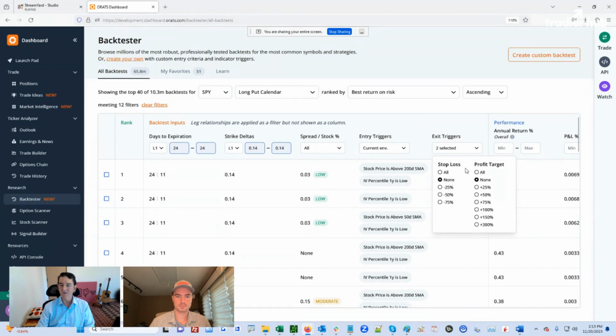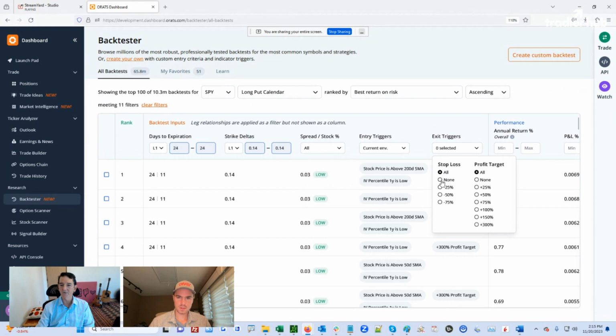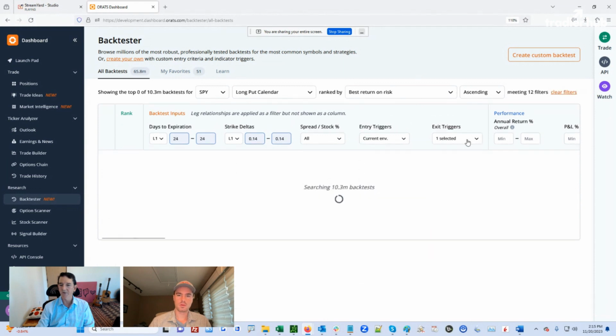So we didn't have any exit triggers on this. I can show all of them, and you can see how I don't like to use stop losses on calendars. So I'm not going to do that. I'll do none on the stop losses, but profit targets.